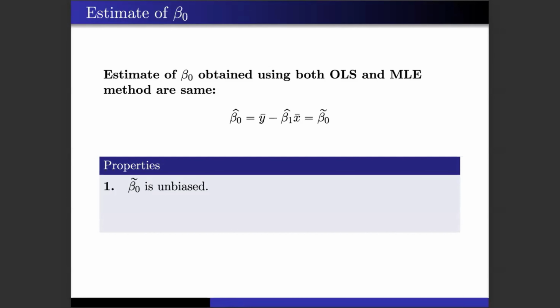And since both the methods give the same estimate, we have already proved that beta naught hat is unbiased. And thus the estimate of beta naught obtained using MLE method is also unbiased. Also, we found that the variance of an estimate of beta naught using OLS method equals sigma square times 1 divided by n plus x bar square divided by sxx. And therefore, variance of an estimate obtained using MLE method would also be the same.